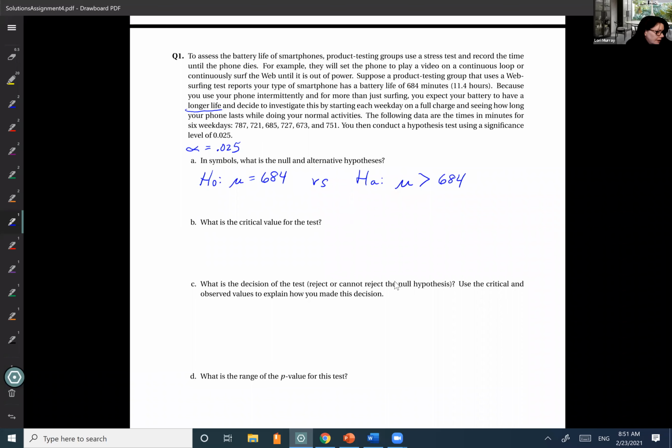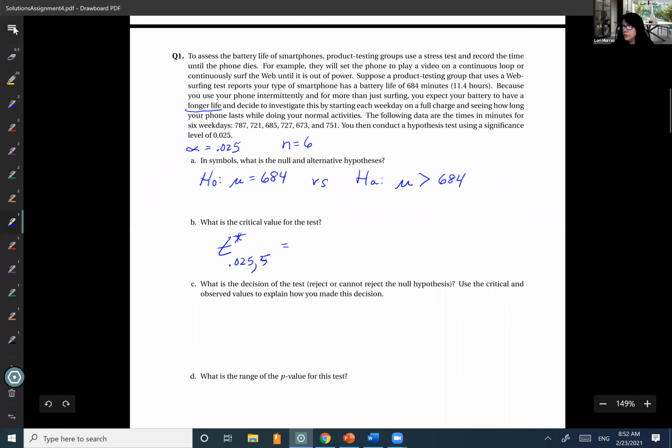What is the critical value for the test? Well, I always use a star to denote the critical value, which is the table value. So that's going to be 0.025 on n in this case. n equals 1, 2, 3, 4, 5, 6. So n equals 6. So the degrees of freedom will be 5. And we can go to the table and find that.